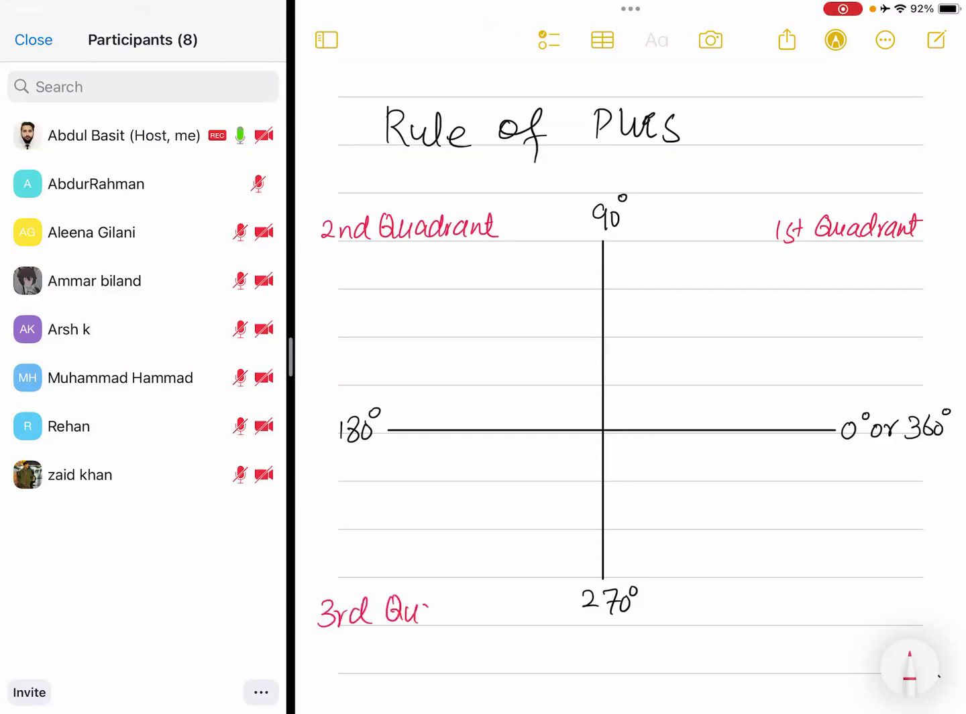Zaid, how are you? Fine, sir. What about you? Alhamdulillah, I'm fine too. This is fourth quadrant.